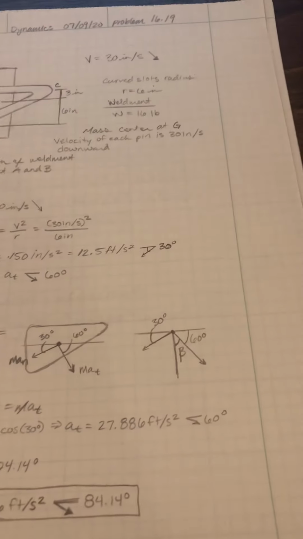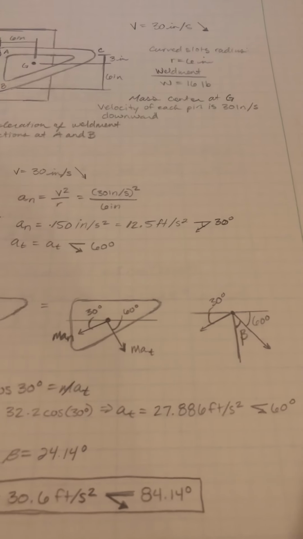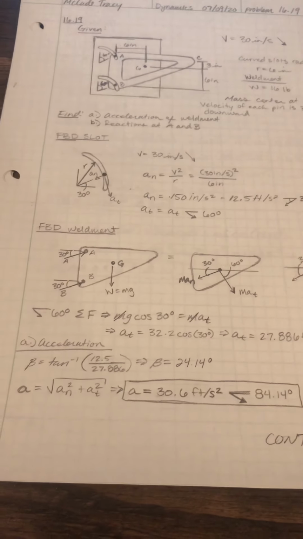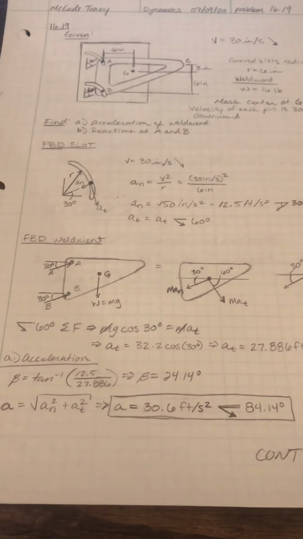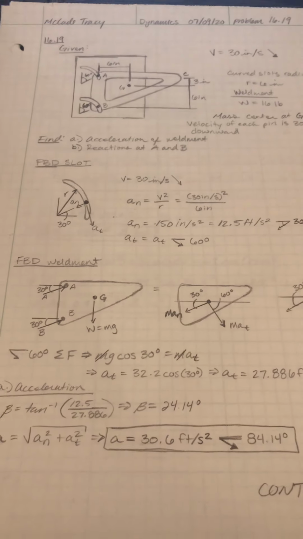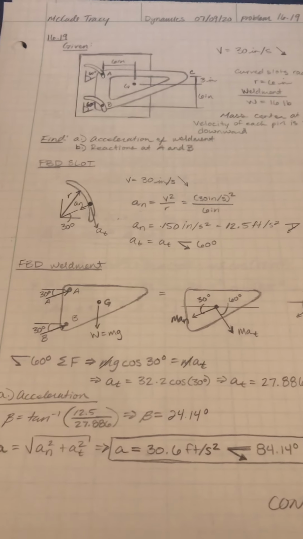And so we can find this angle beta with respect to the vertical, and we find that the angle is 24.14 degrees. But before that, we are able to find the acceleration in the tangential direction at 60 degrees as shown.